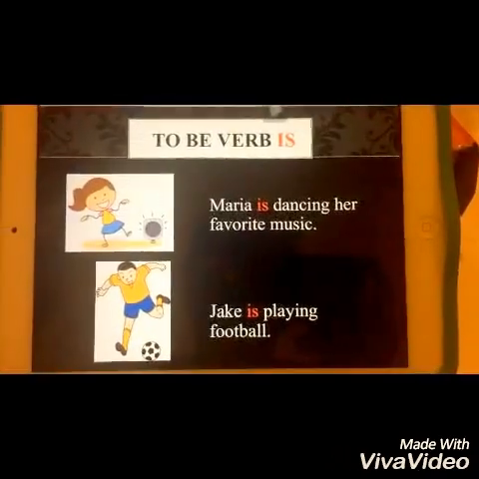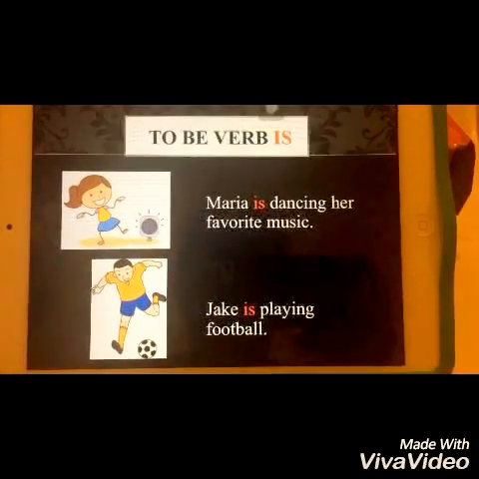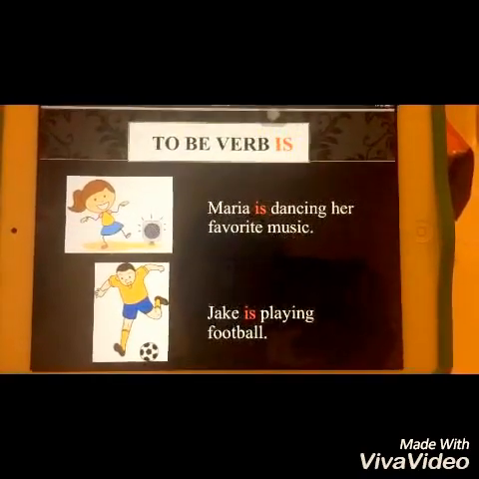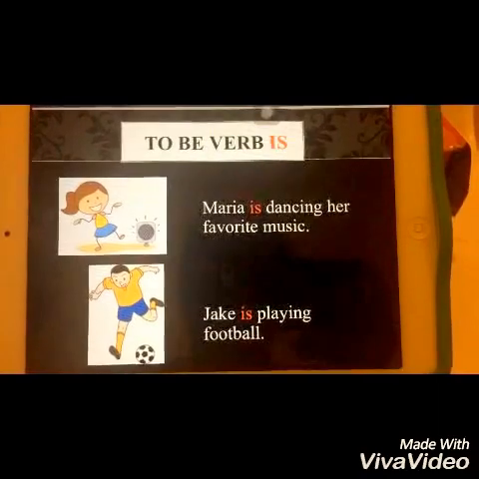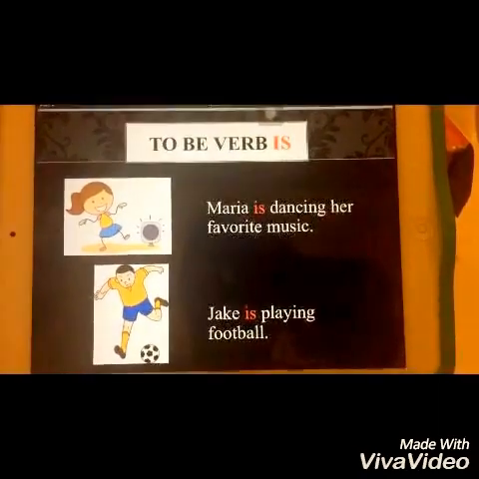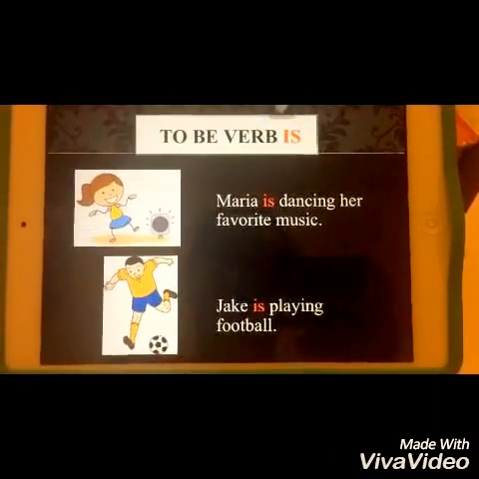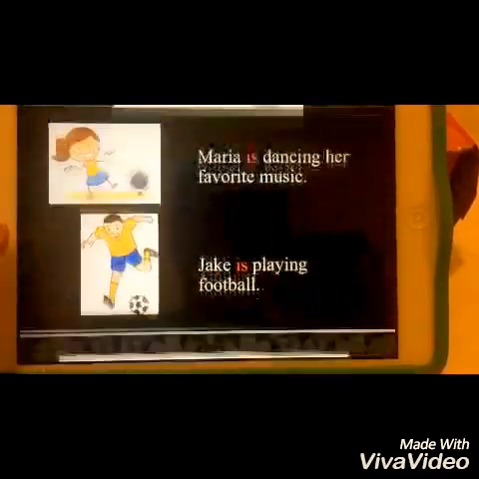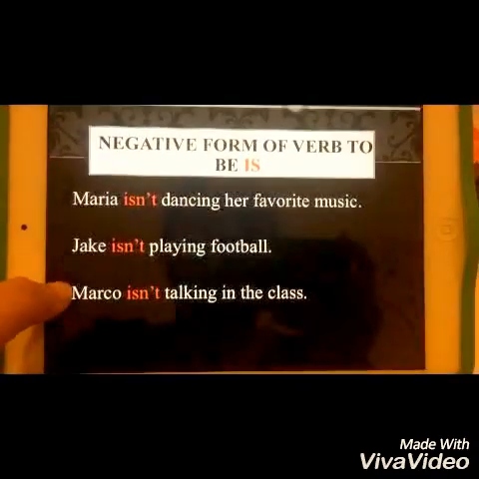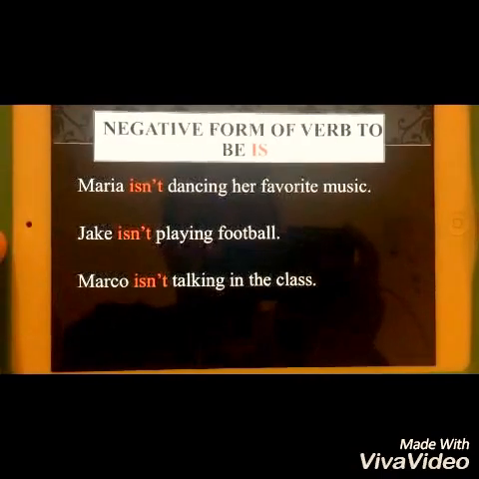To be verb is. We have here our first sentence. Maria is dancing to her favorite music. And then the second sentence is, Jake is playing football. Let's proceed to the negative form of verb to be is.